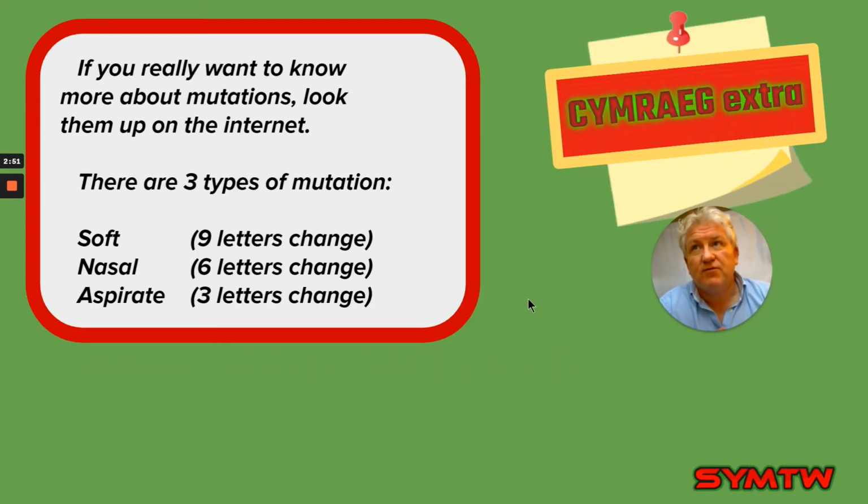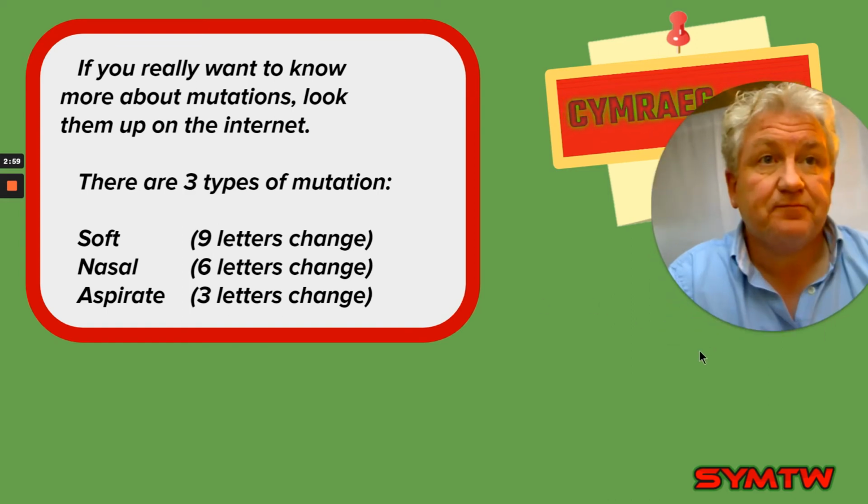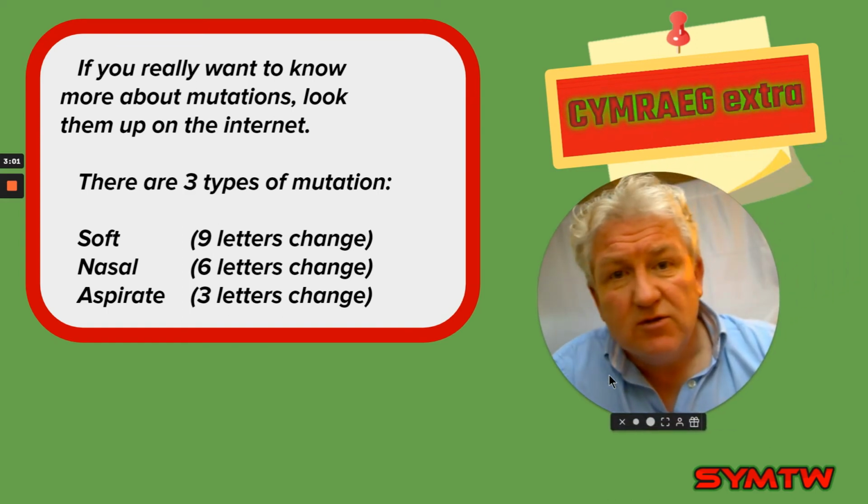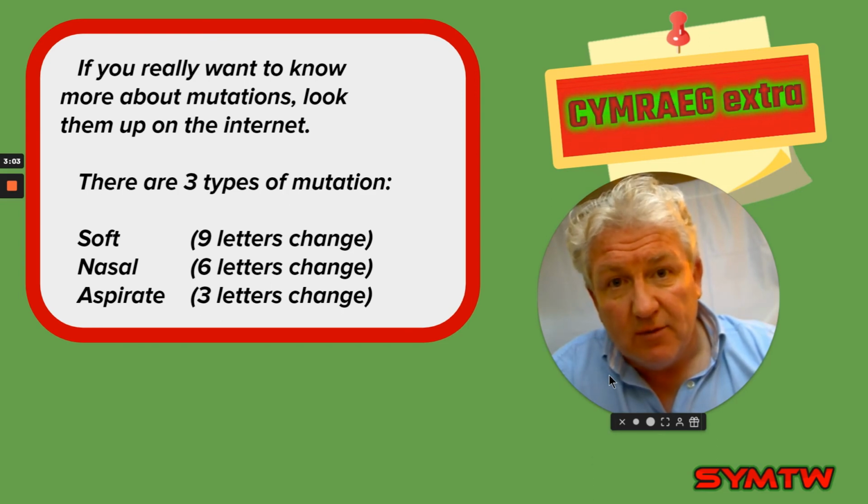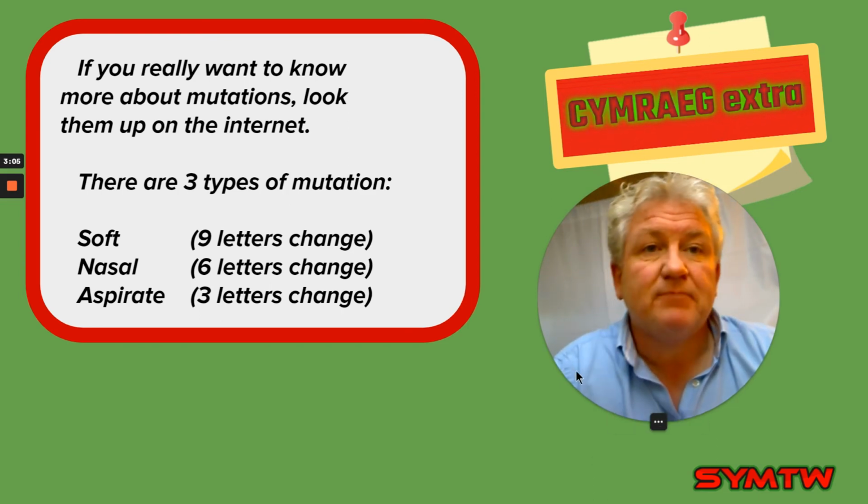Cymraeg Extra: if you really want to know more about mutations, then look them up on the internet. There are 3 types: the soft, the nasal, and the aspirate. But please, don't worry about them. I would just forget about them for now, okay?